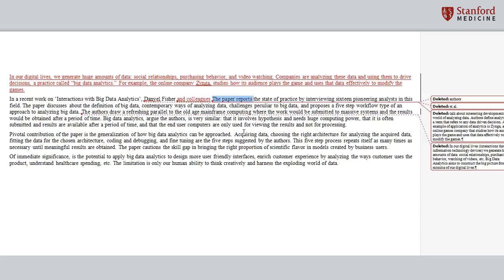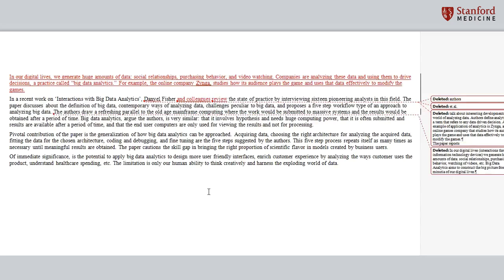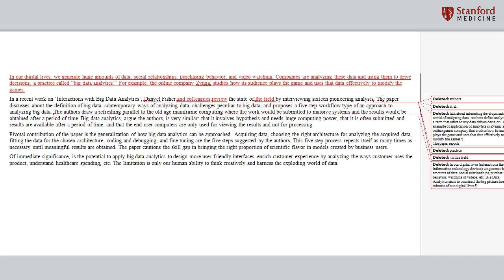In a recent work on interactions with big data analytics, Daniel Fisher and colleagues review the state of the field of big data analytics by interviewing 16 pioneering analysts. And now we've got this repetition, "analysts in the field." In the field, they had said "the state of the practice," probably because they didn't want to repeat "in the field." I like "state of the field" better, but let's just get rid of this "in this field" and call them big data analysts. I assume that they're big data analysts if they're pioneers in this field. So we're going to jump right into that.